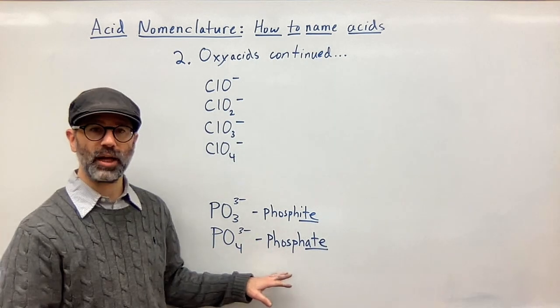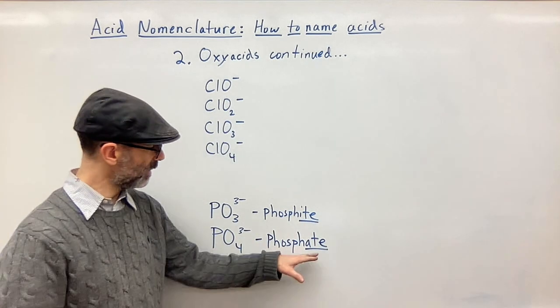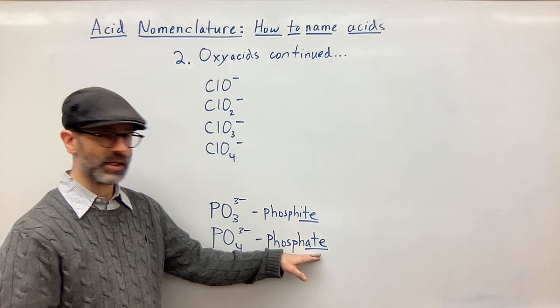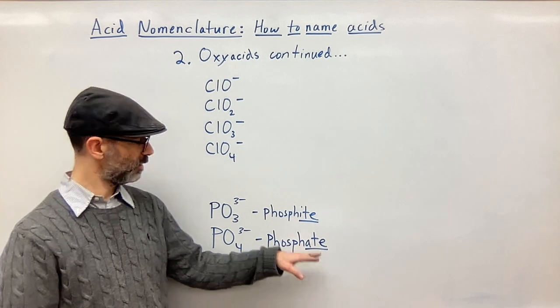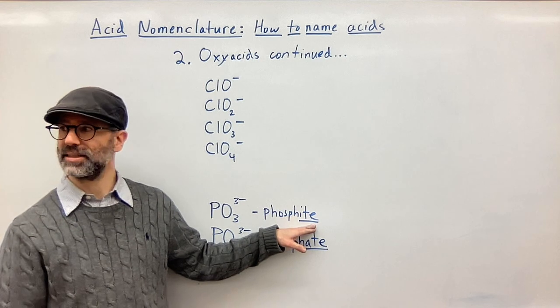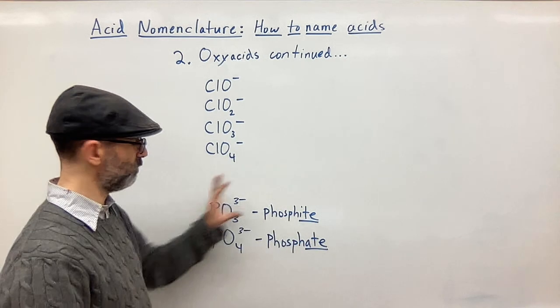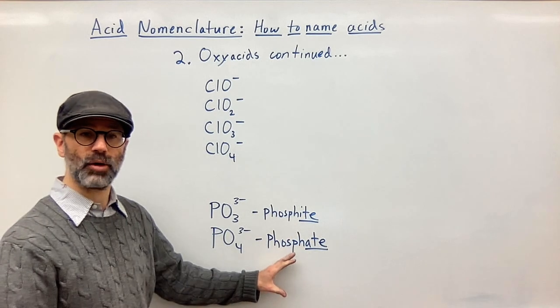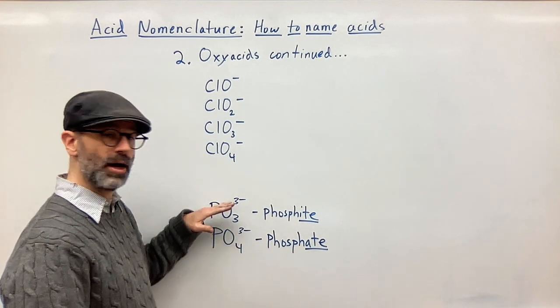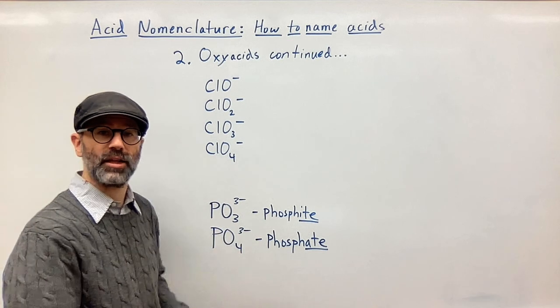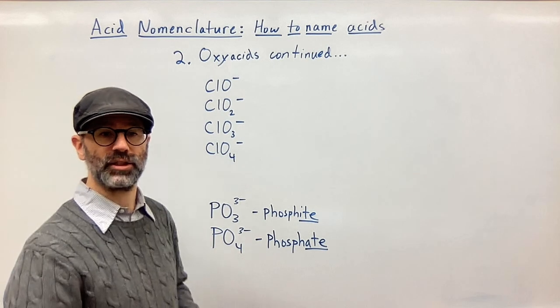And that's how you name your polyatomic ions, and that's how you figure out which one's going to have the ATE ending and which one's going to have the ITE ending. That is a review on how to name your polyatomic ions if you have 2 ions that just differ in the number of oxygens.